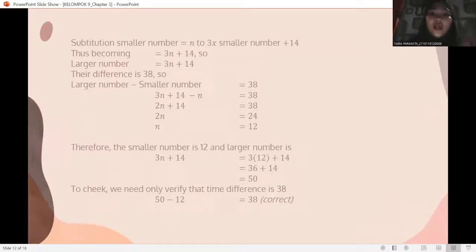Substitution: the smaller number equals n, so 3 times the smaller number plus 14 becomes 3n plus 14. So the larger number is 3n plus 14. Their difference is 38, so the larger number minus the smaller number equals 38. 3n plus 14 minus n equals 38.